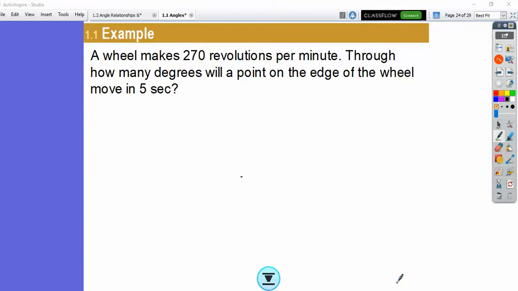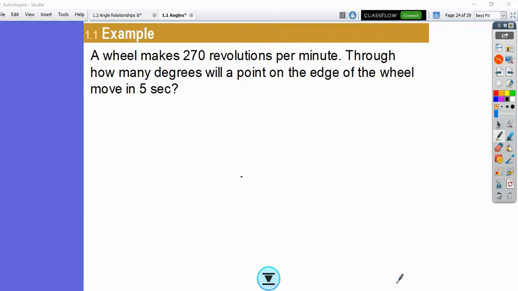So we ended with coterminal. And the last thing that I want to talk about in this is conversions. I don't know if it's in physical science or chemistry, but you've done some conversions in your science classes before. There are different ways of doing this.